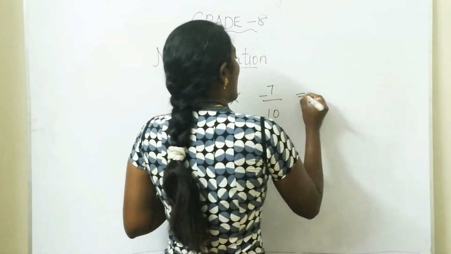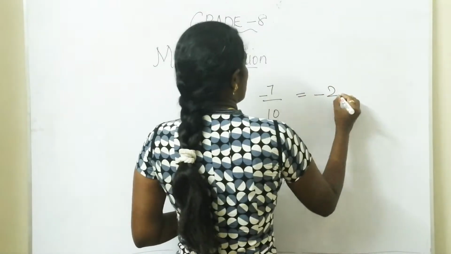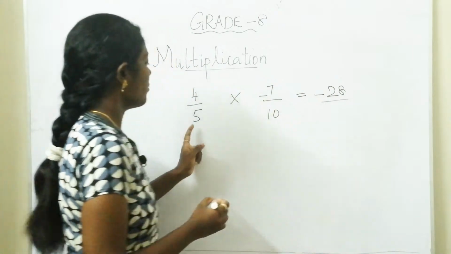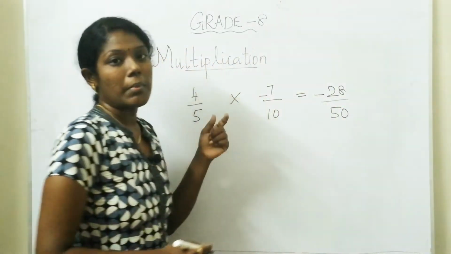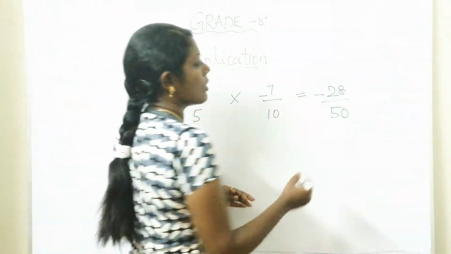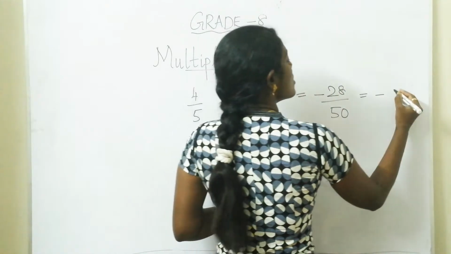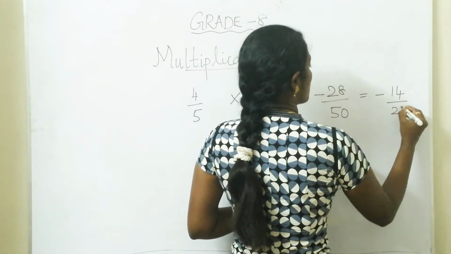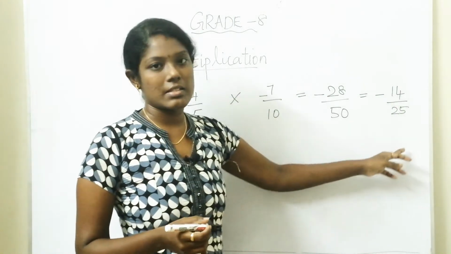See. 4 into minus 7 is minus 28, by 5 into 10 is 50. So this will be my answer. I can also reduce it to the lowest form. I divide it by 2, or reduce it by 2. So I get minus 14 by 25. And I can't reduce it any further. So this will be my answer.